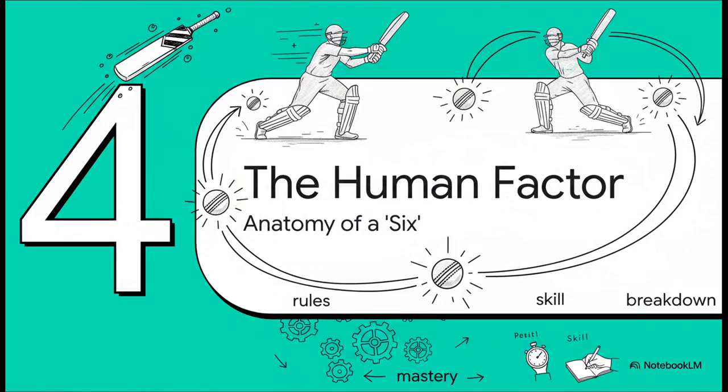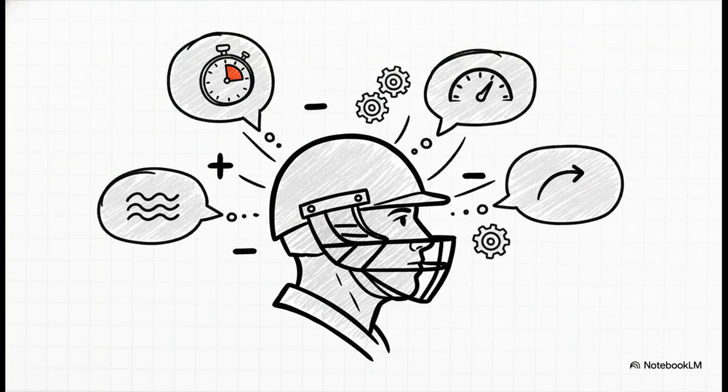So we've got all this physics setting the rules of the game. But at the end of the day, it takes a truly incredible athlete to actually play by and beat those rules. So let's look at the human side of this. What does a batsman actually have to do to make all this happen? Think about it this way. When a batsman hits a six, they aren't just swinging a piece of wood. They are solving an incredibly complex physics problem instinctively in the blink of an eye. They're calculating speed, trajectory, timing, all to beat gravity and air drag.